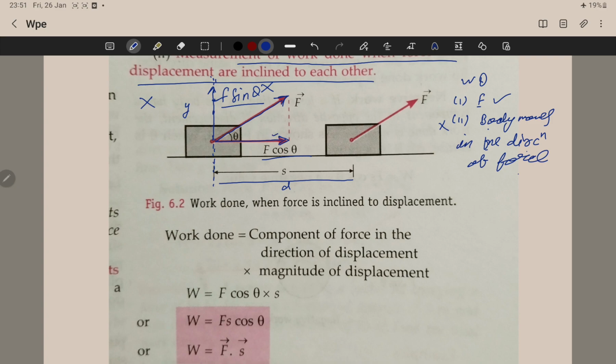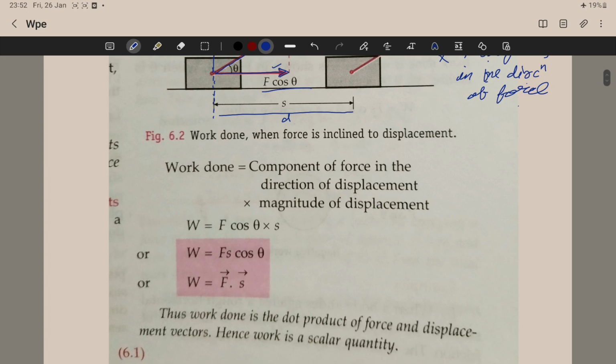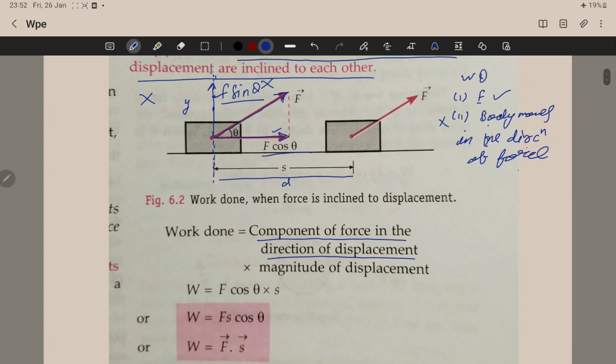But if we look at the force F cos theta, it satisfies both conditions. The body also moves in the direction of the force, and the force exists. So in such cases, the work done becomes force times displacement, taking the component of force in the direction of displacement. So we have to take the component of force in the direction of displacement.